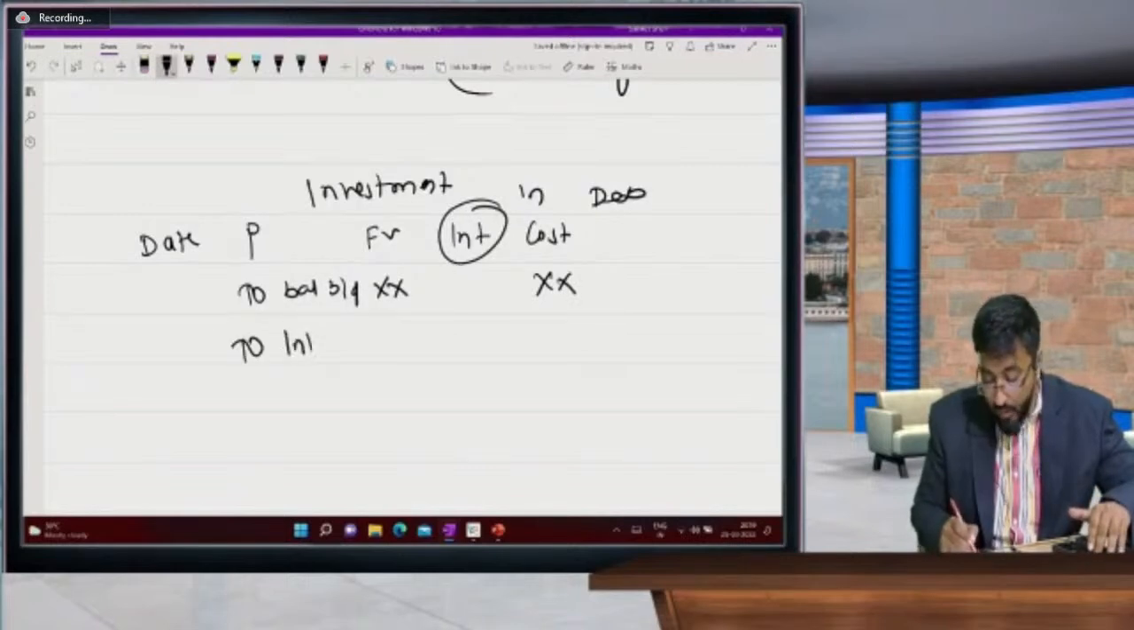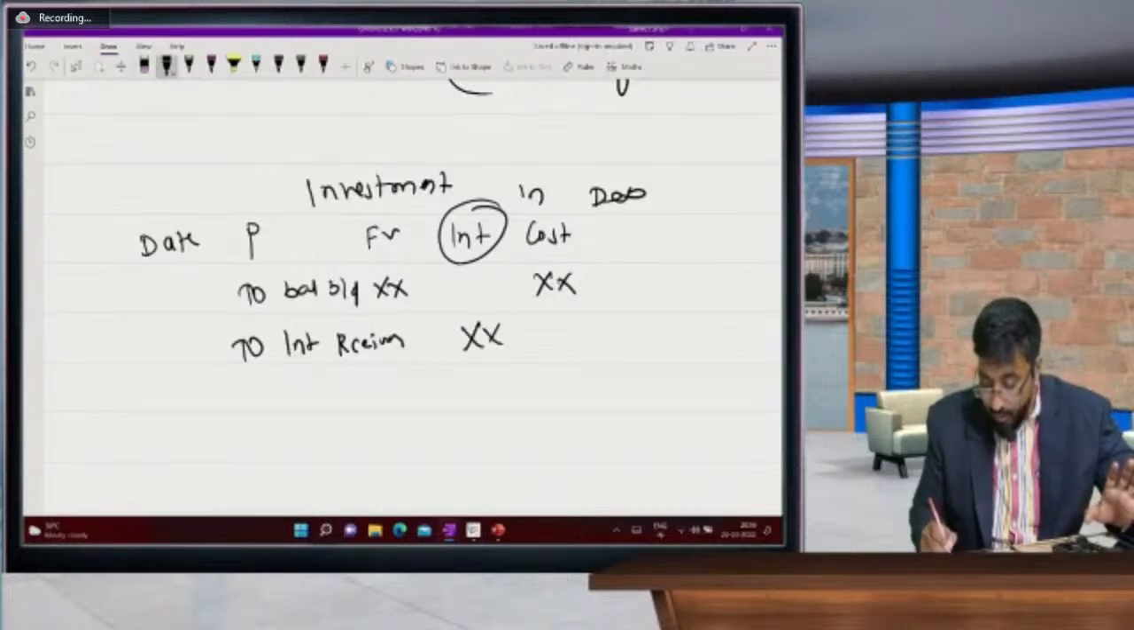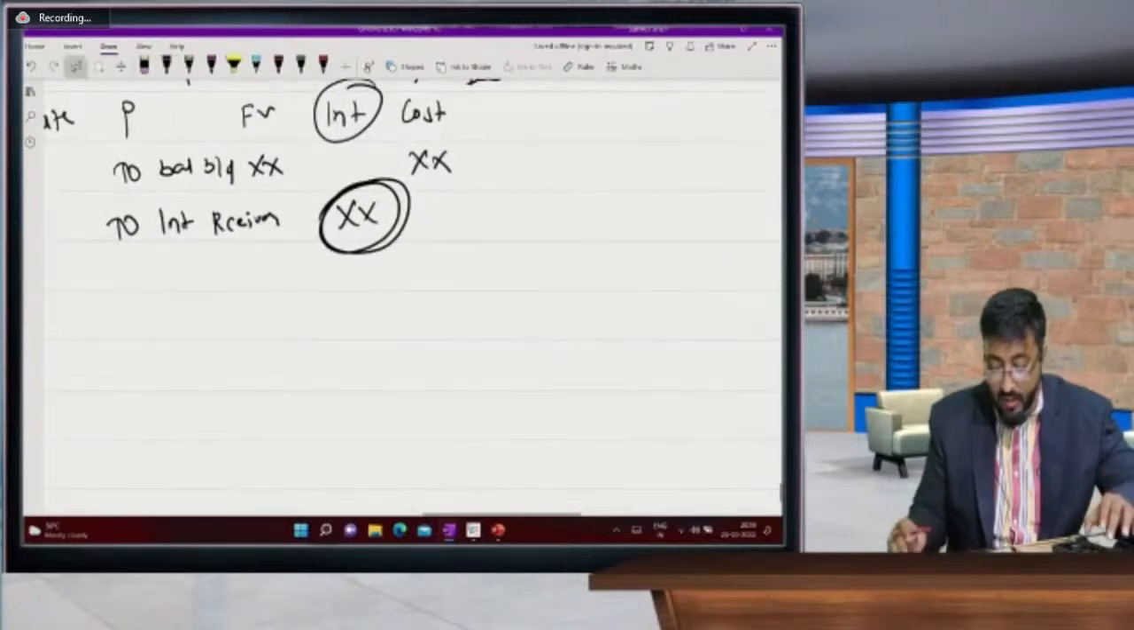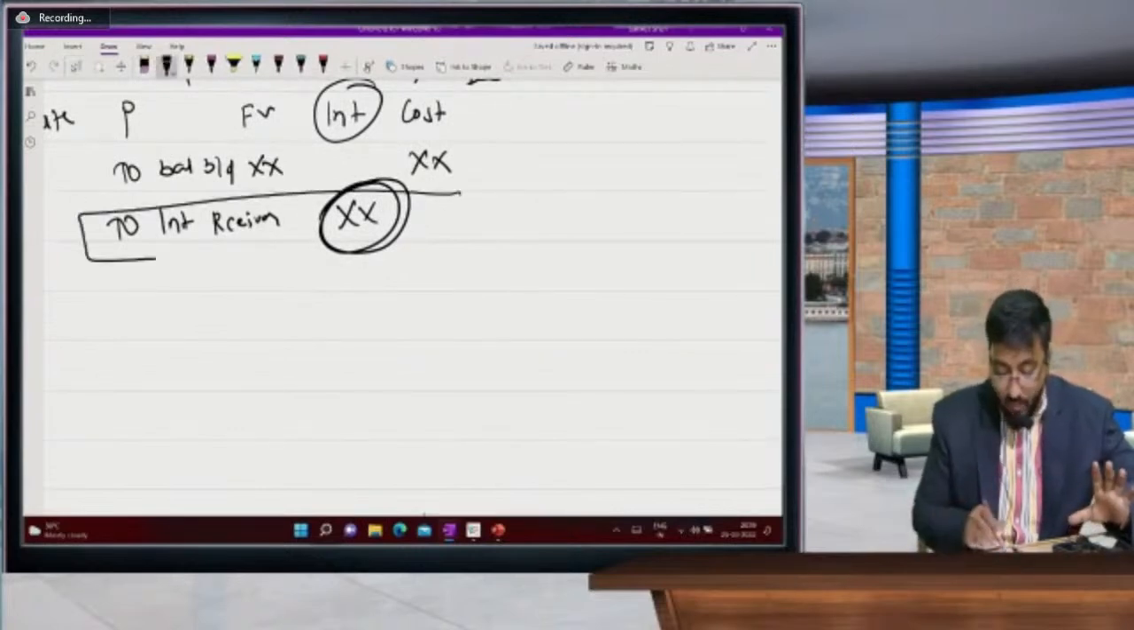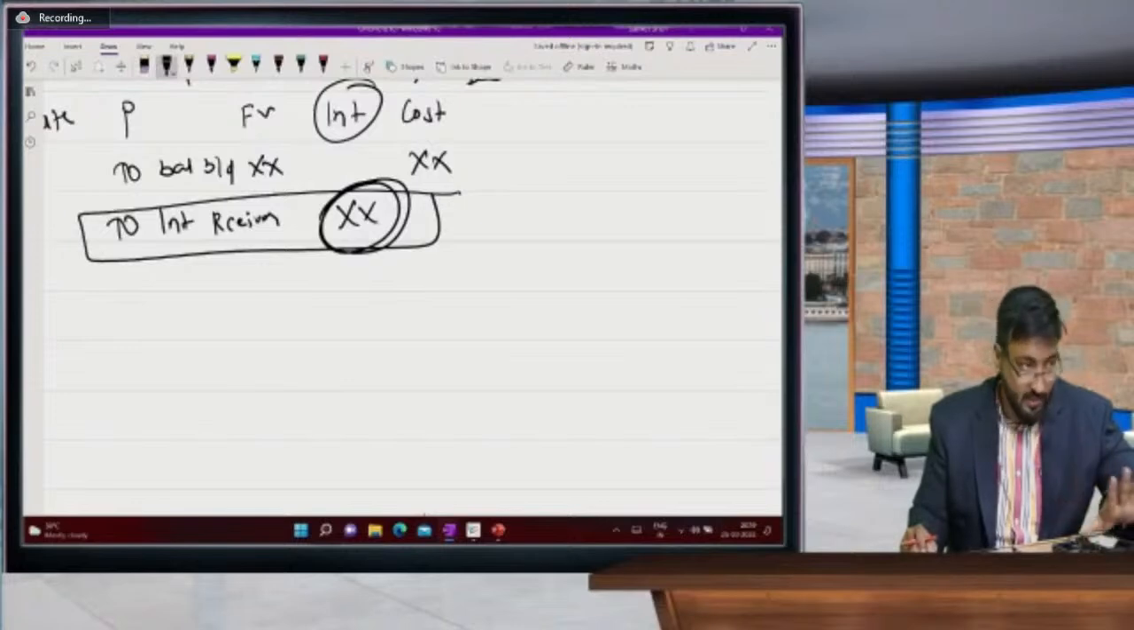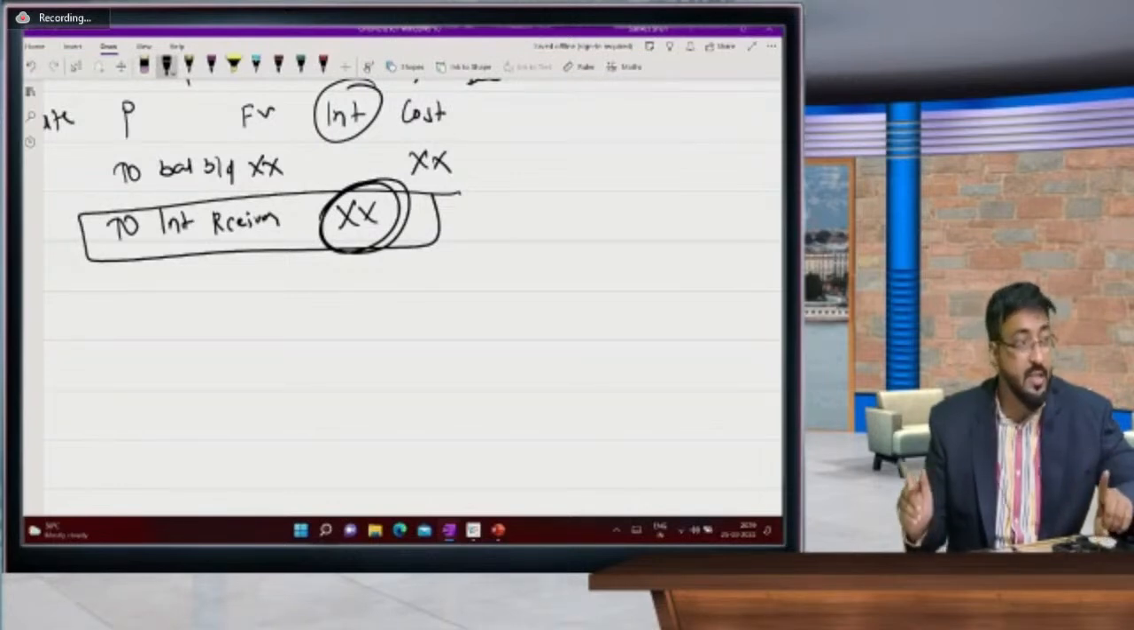Yes, if both dates are not the same. Now please focus for the next 5 minutes. If both dates are not the same, you are going to write it in the interest column. So the first thing: if there is interest receivable and both dates are not the same, it is very easy. By looking at the question, you will just identify whether the balance sheet date and interest payment date are the same or not.